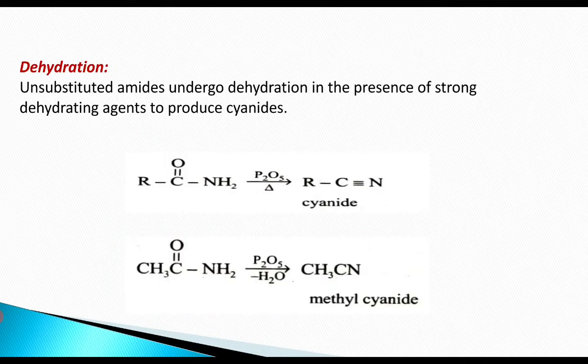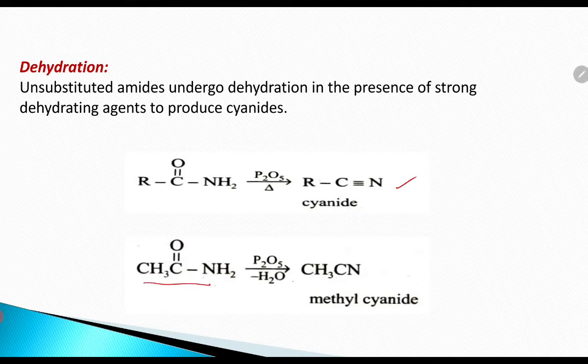Next, dehydration. Unsubstituted amides undergo dehydration in the presence of strong dehydrating agents to produce cyanides. That is, in the presence of dehydrating agents like phosphorus pentaoxide, amides lose water molecules and give rise to cyanides.